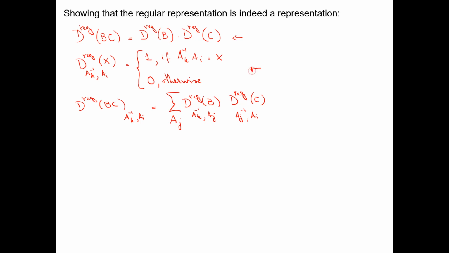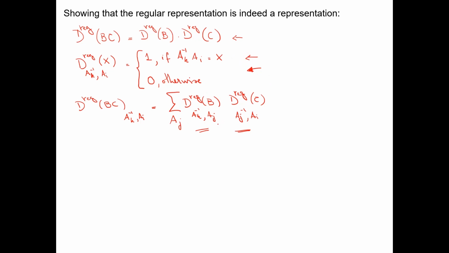result here to these two matrix elements here, I can basically see that this is going to be 0 unless A_{k-1,j} is equal to B, and this is going to be 0 unless A_{j-1,i} is equal to C. Okay, I can apply this result, this explicit definition of the matrix elements.